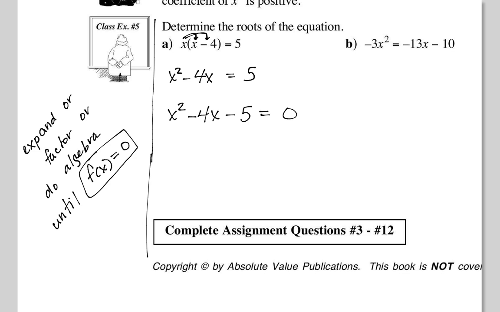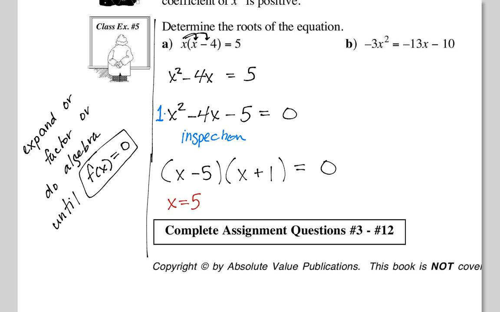So this one's inspection. Do you agree? What makes this inspection? What's in front of the x squared? A 1. That makes it very easy because it's 1x times 1x. Now how are you going to make minus 5 with a product? Negative 5 and plus 1. So the two answers are x equals 5 or x equals minus 1.